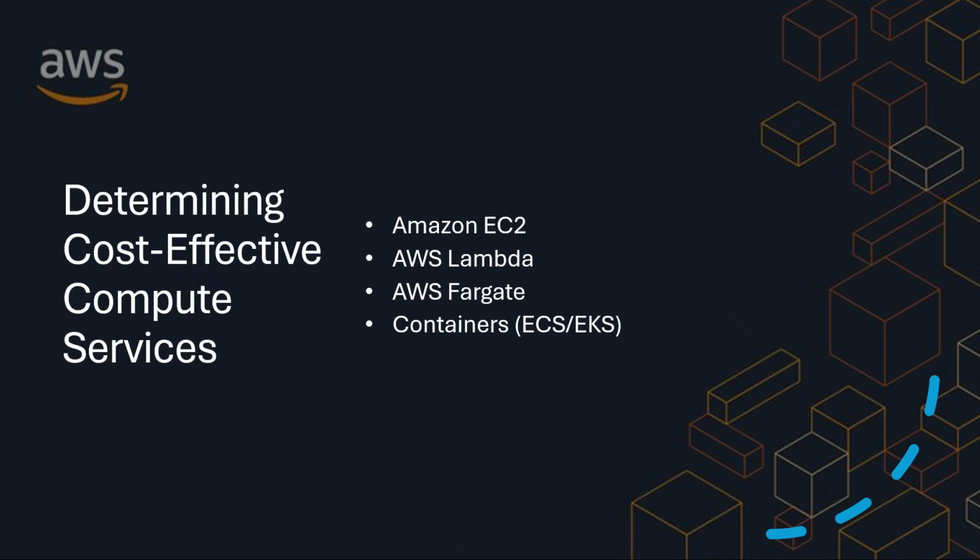Selecting the right compute service is central to cost-optimized design. EC2 is powerful but often over-provisioned. For predictable workloads, RIs and Savings Plans reduce the cost significantly. Lambda provides the most efficient cost model for sporadic and event-driven workloads. Containers running on ECS Fargate offer the perfect balance between flexibility and lower operational overhead. The key is matching the workload behavior with the compute model that delivers the lowest cost without impacting performance.